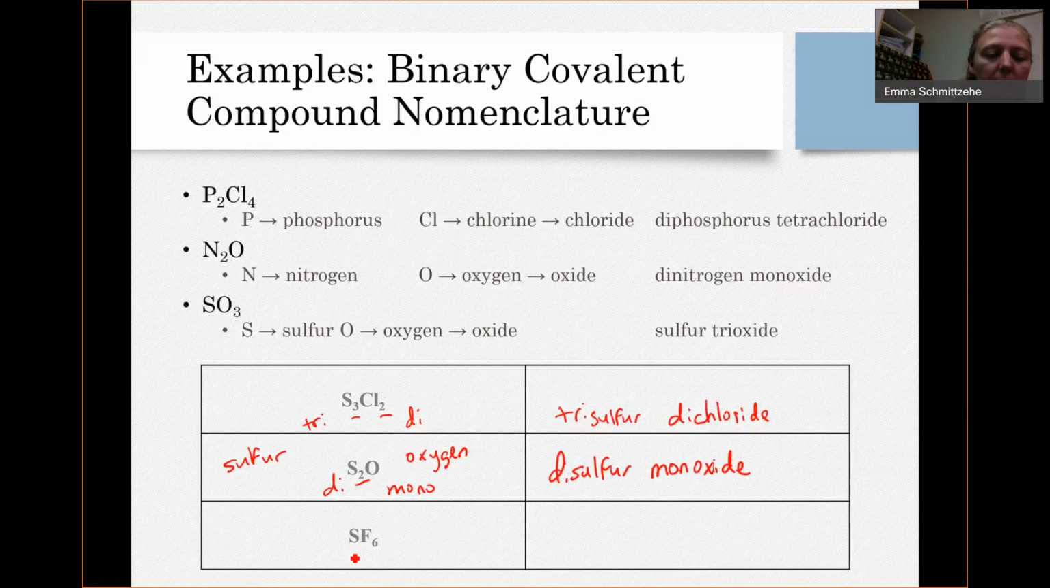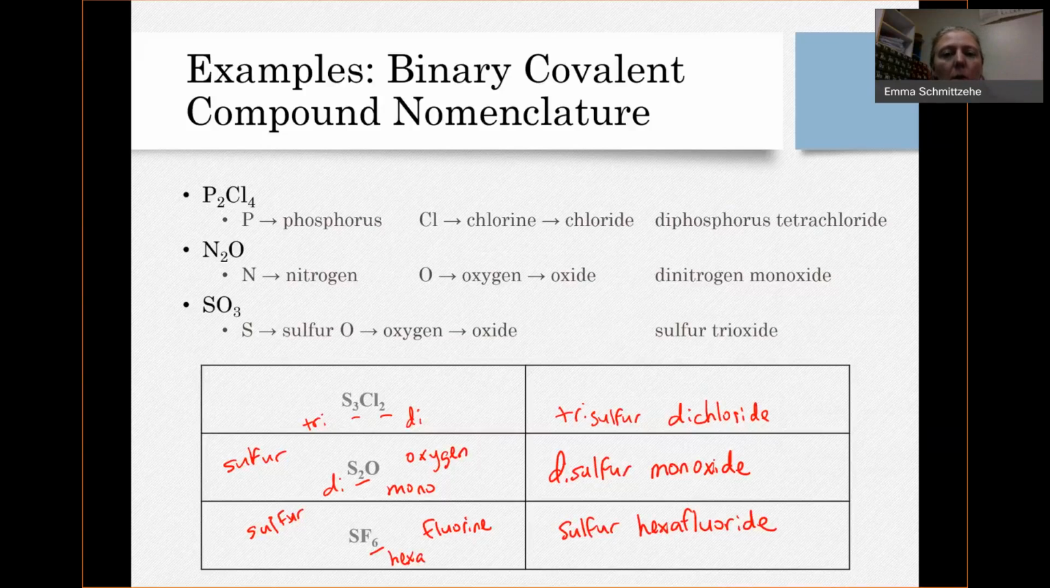And then the last one, I've got sulfur again. And then I have fluorine. And there's one sulfur. But since that's the first one, we don't put a prefix. So I won't put any prefix for that one. The second one, it's 6, so it's hexa. So I put all of that together and it would give me sulfur hexafluoride. Because remember, I changed fluorine to fluoride. We put that "ide" ending on all of these binary covalents.